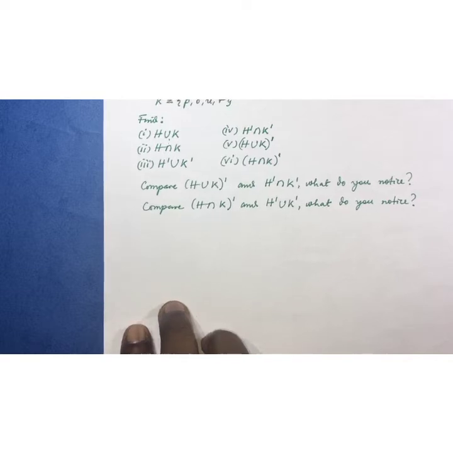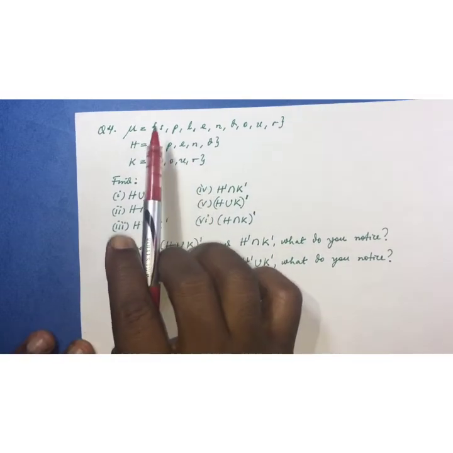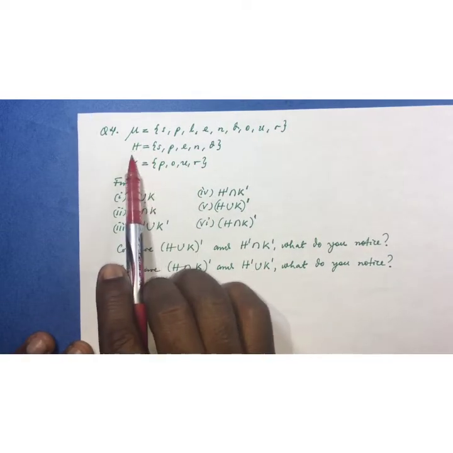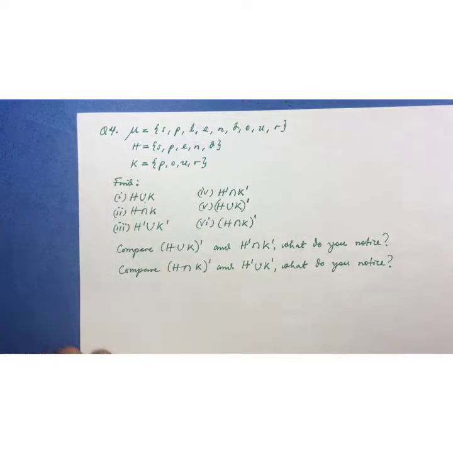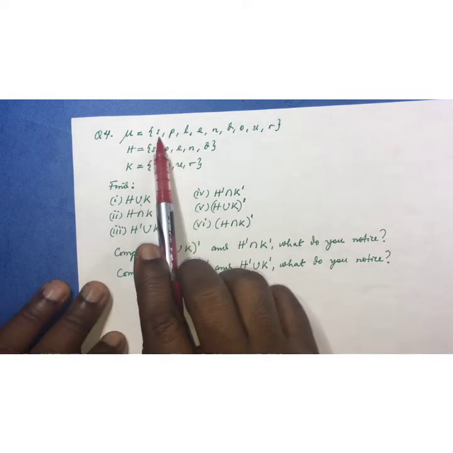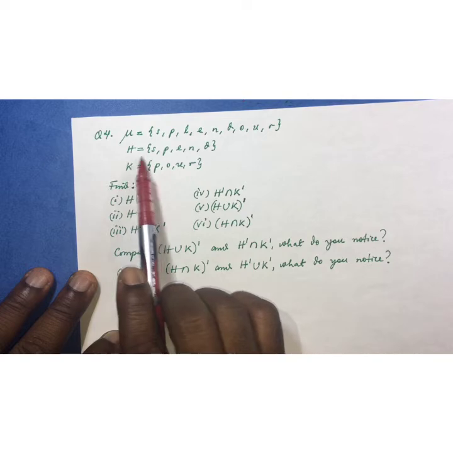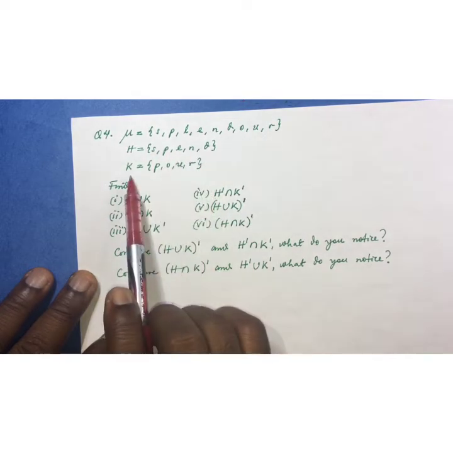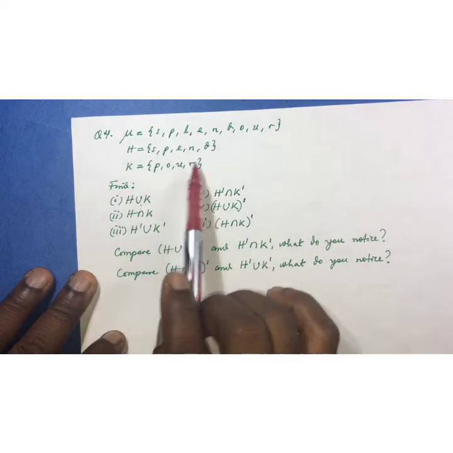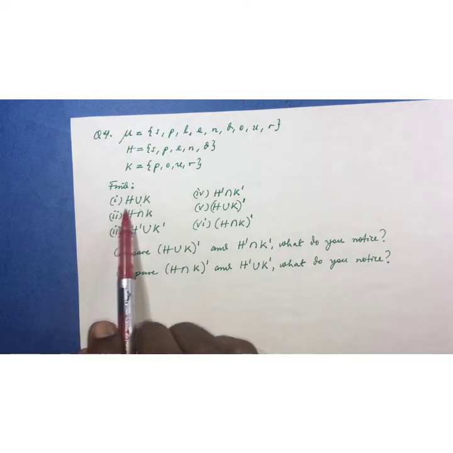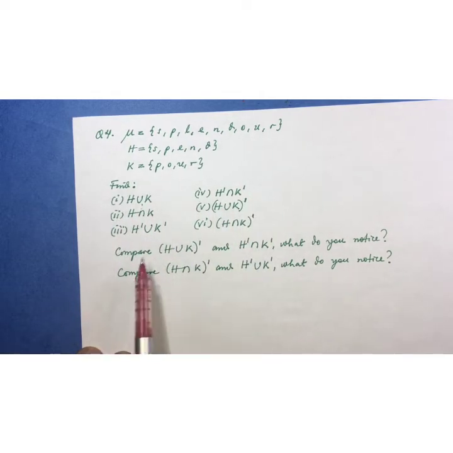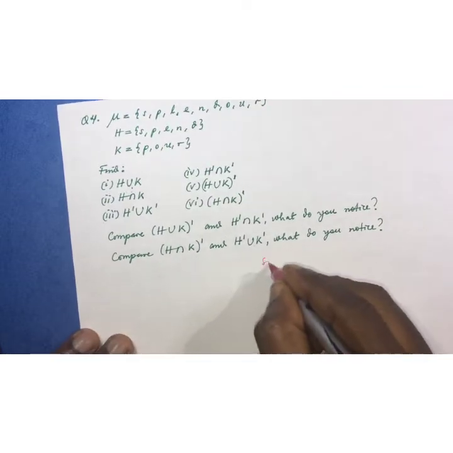In question number 4, we are given this to be our universal set. We are given H as a subset and K as a subset of that universal set. So the universal set contains S, P, L, E, N, D, O, U, R, and H contains S, P, E, N, D. K contains P, O, U, R. Okay, and we are asked to find these, and at the end compare this with this, this with this, and suggest what we notice. Okay, so let us look at that quickly.